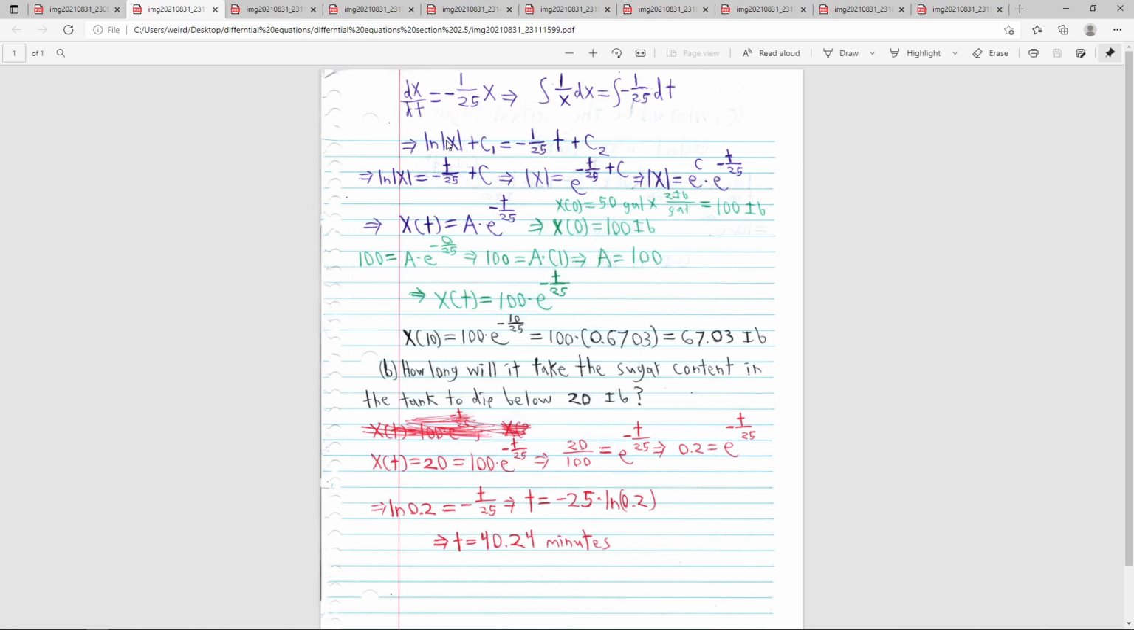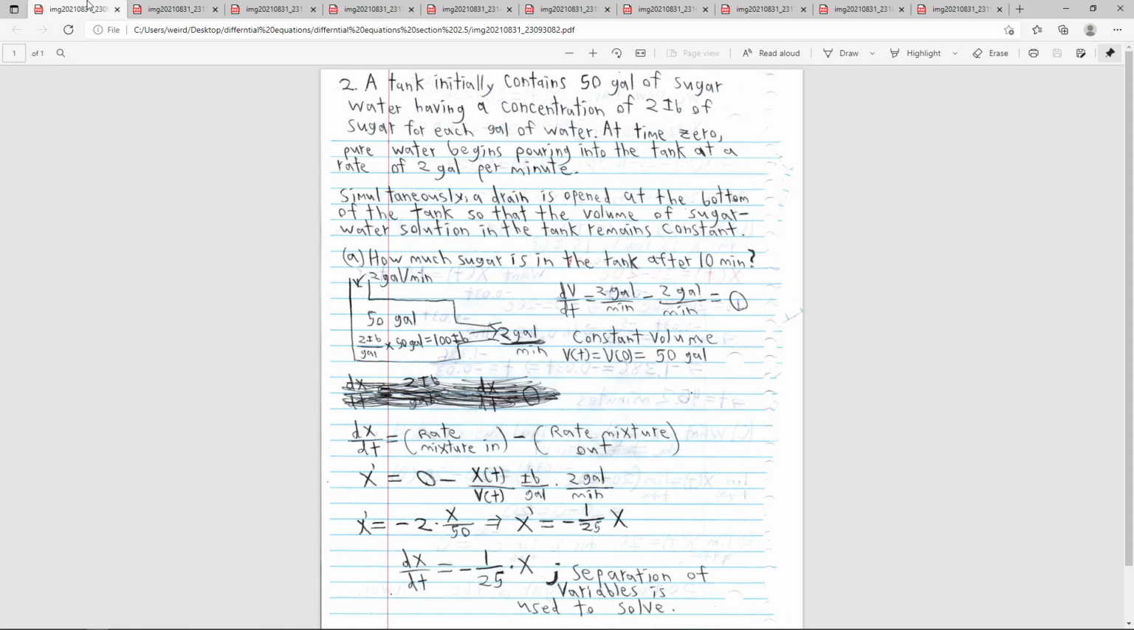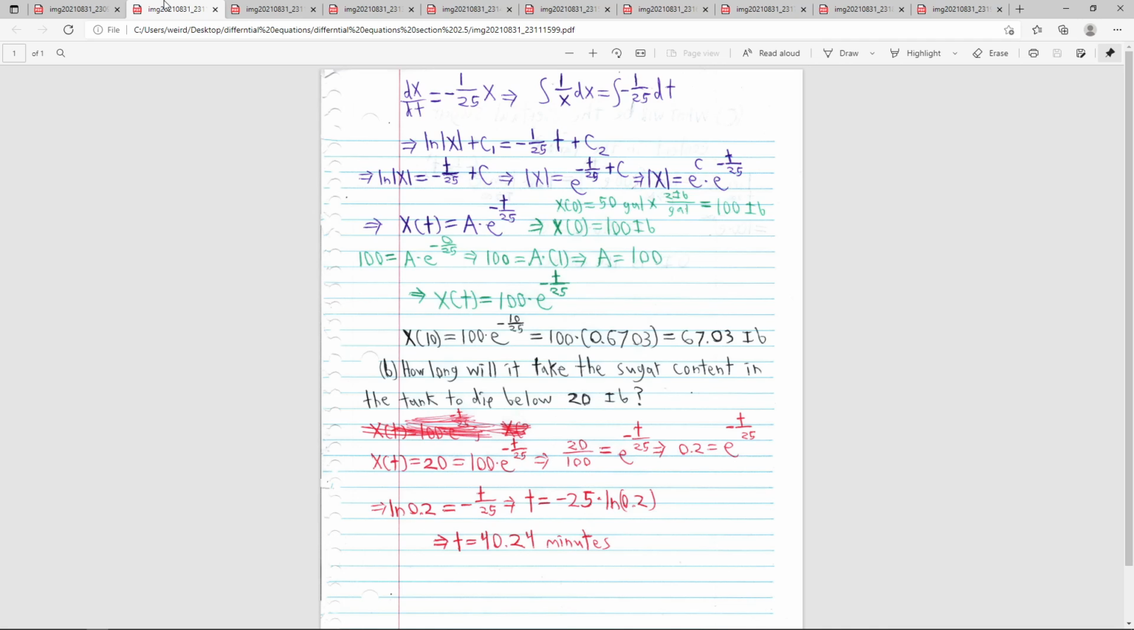We have our natural log of x, which normally develops, and negative 1/25 t plus c. So it gets solved for, and the absolute value is dropped, of course. So x of t is equal to a times e to the negative t divided by 25. So we have 100 pounds, I rewrote it like 50 gallons times 2 pounds per gallon, so it's 100 pounds of sugar again.